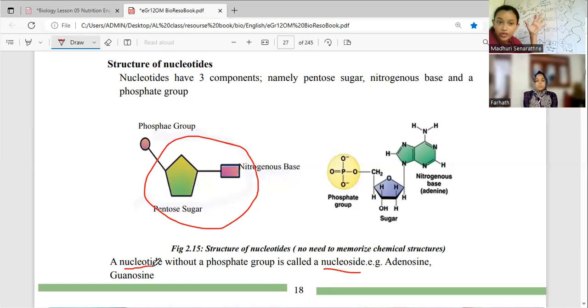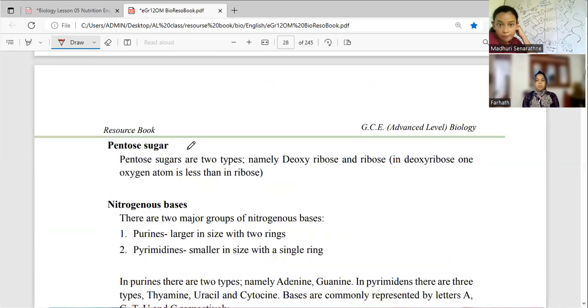What is the difference between nucleotide and nucleoside? Tell me. Nucleotides have a phosphate group and nucleosides don't have a phosphate group. Very good. Examples for nucleosides: adenosine and guanosine. Pentose sugars are two types, namely deoxyribose and ribose. In deoxyribose, one oxygen atom is less than ribose.